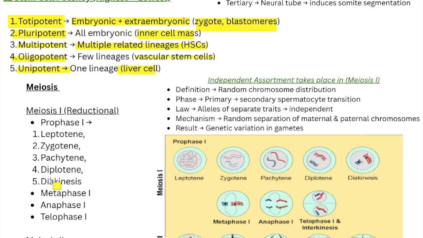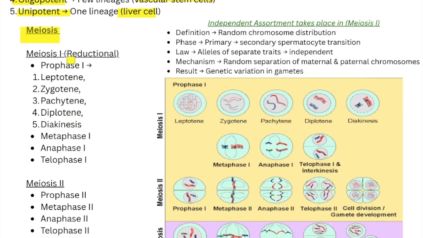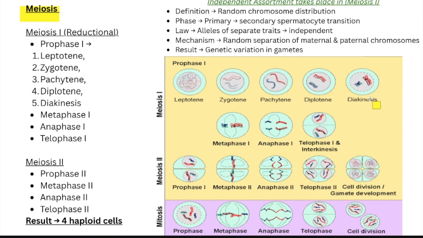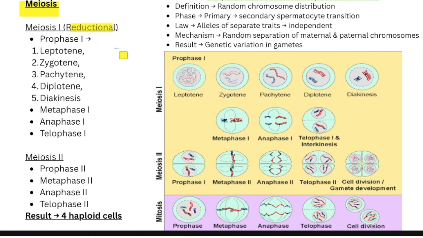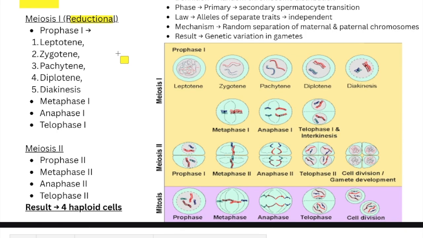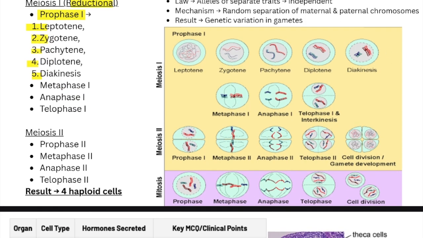Now, let's turn to meiosis, the special type of cell division that creates our gametes. Meiosis involves two rounds of division. Meiosis 1 is called the reductional division because it reduces the chromosome number by half. It begins with prophase I, which has 5 substages: leptotene, zygotene, pachytene, diplotene, and diakinesis. This is followed by metaphase I, anaphase I, and telophase I.